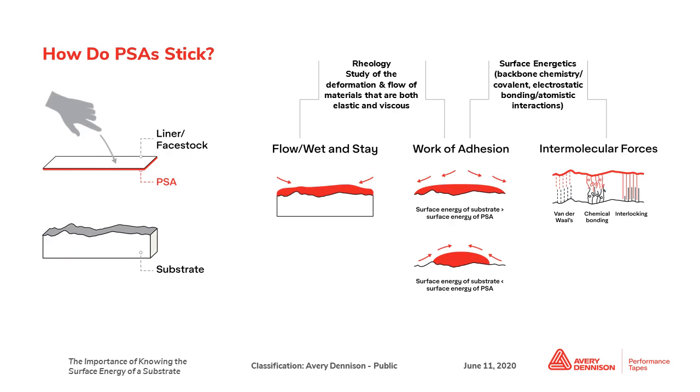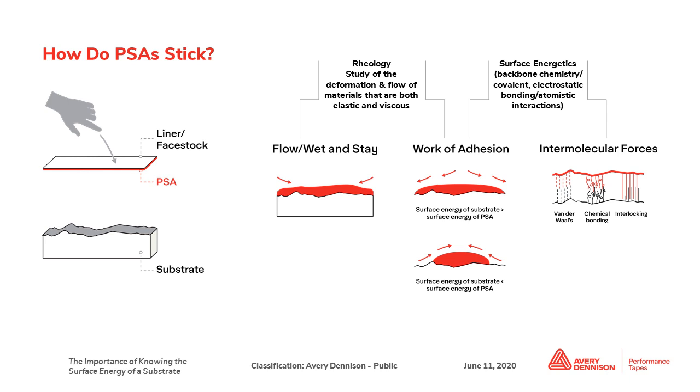Okay, so now we're going to get into a little bit of the science of how pressure-sensitive adhesives work. And specifically, how PSAs stick. Whenever you see PSA, by the way, it's pressure-sensitive adhesive, just an acronym there. There are several theories and a lot of science behind it, but there are two primary reasons why pressure-sensitive adhesives will stick. That's the rheology of the adhesive, and the surface energetics of the adhesive combined with the surface energy of the substrate. We're going to discuss surface energy in the next slide, but the rheology is the study of the deformation or flow of materials that are both elastic and viscous.